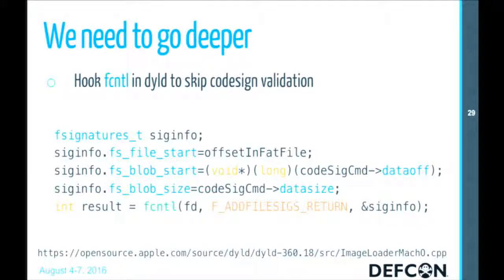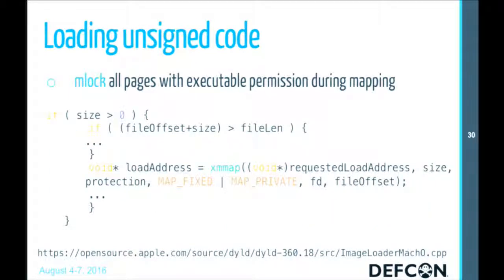So if we can overwrite or hook fcntl, we can prevent code signature load from disk. The next interesting function is xmap. The dynamic linker uses it as a wrapper for xmap for mapping the segments. So the idea is if we can hook xmap and log all the executable regions during the mapping, we can prevent the code sign check.